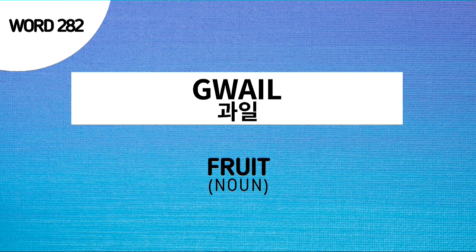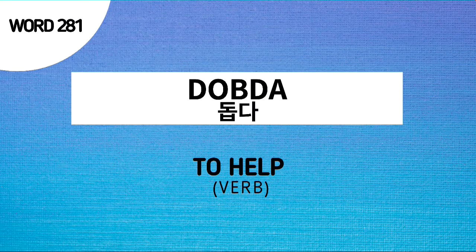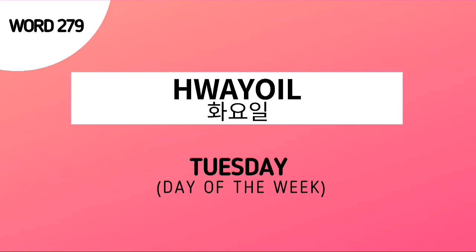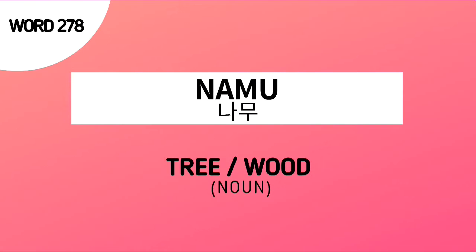Word number 282 is 과일, which means fruit. Word number 281 is 돕다, which means to help. Word number 280 is 주다, which means to give. Word number 279 is 화요일, which means Tuesday. Word number 278 is 나무, which means tree or wood.